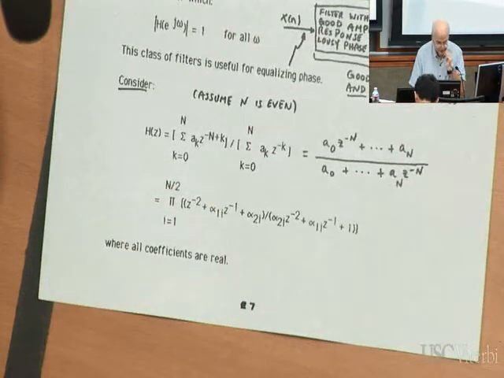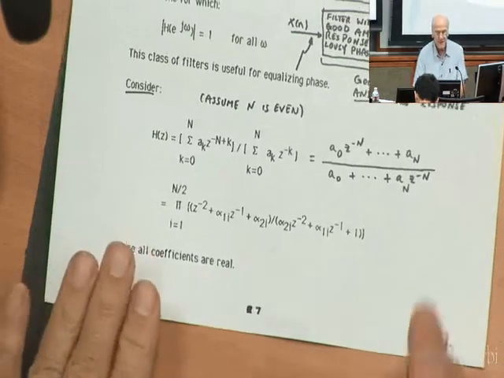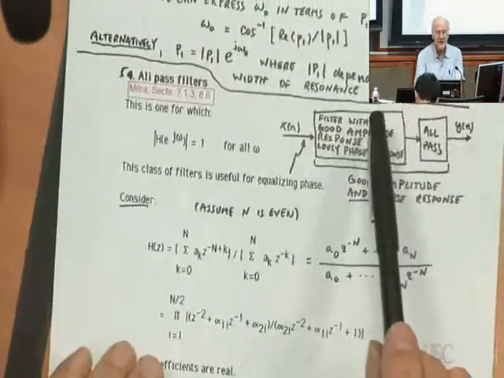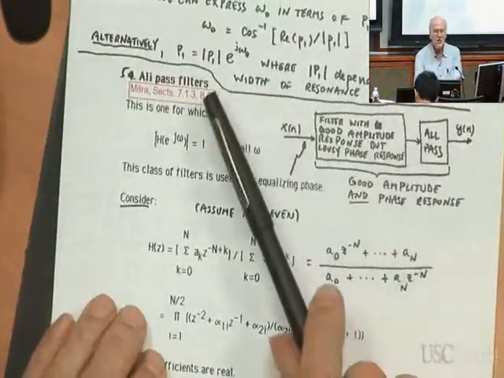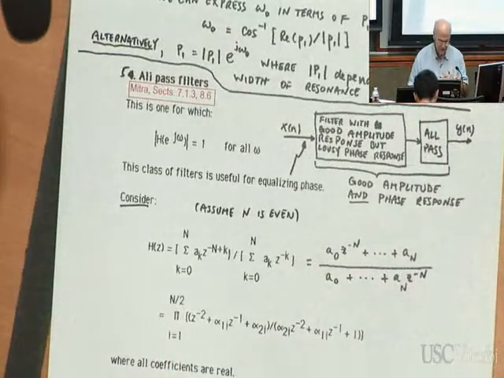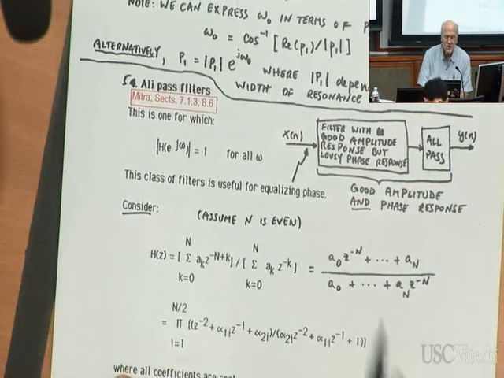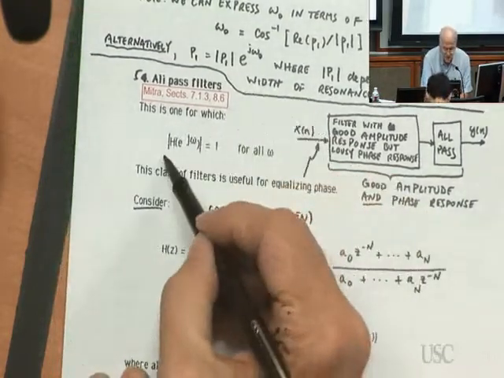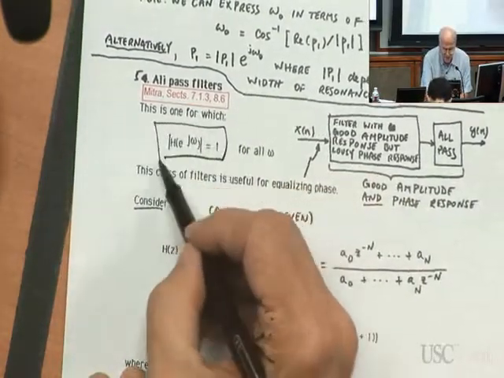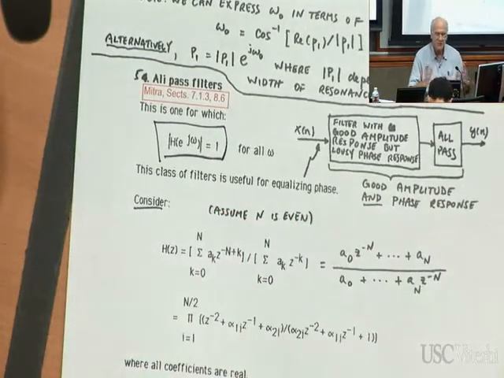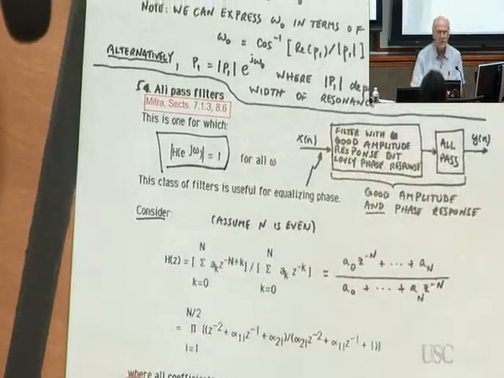The next set of filters that I want to spend any time with on all of these examples are what are called the all-pass filters. Now these are very interesting. All-pass filters are filters whose magnitude of the frequency response across all frequencies is equal to 1. No matter what the frequency is, the magnitude is equal to 1.